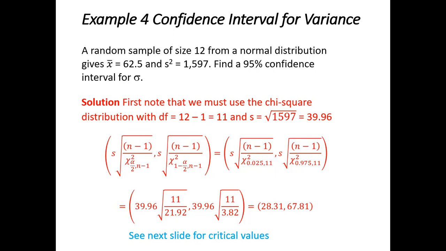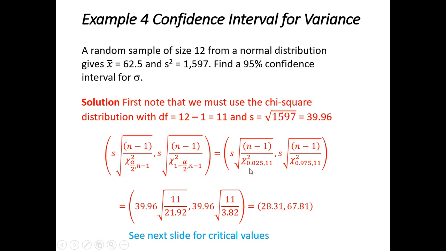So our formula for a confidence interval for a standard deviation, we have to take square roots. If we look at the formula that gives us a confidence interval for variances, our formula looks like what you see here. Our sample standard deviation, 39.36, that's what we calculated here. N minus 1 is 11.